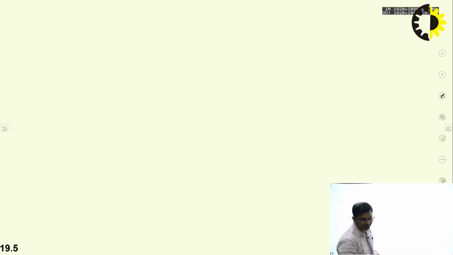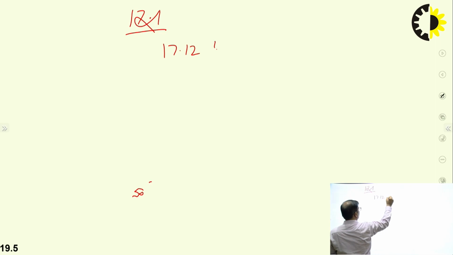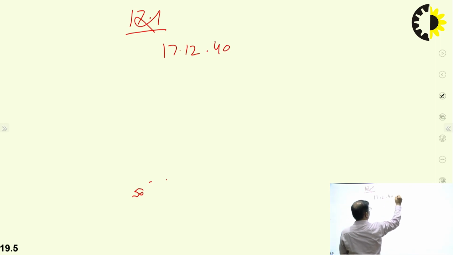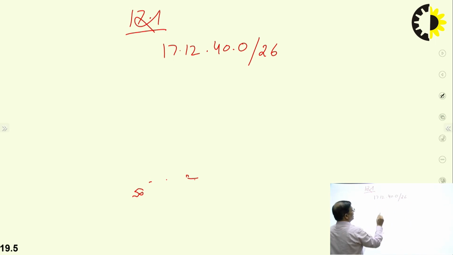Okay, take another example. Let's say the IP address is given: 17.1.2.4.0/26. We can have a total of 64 addresses.